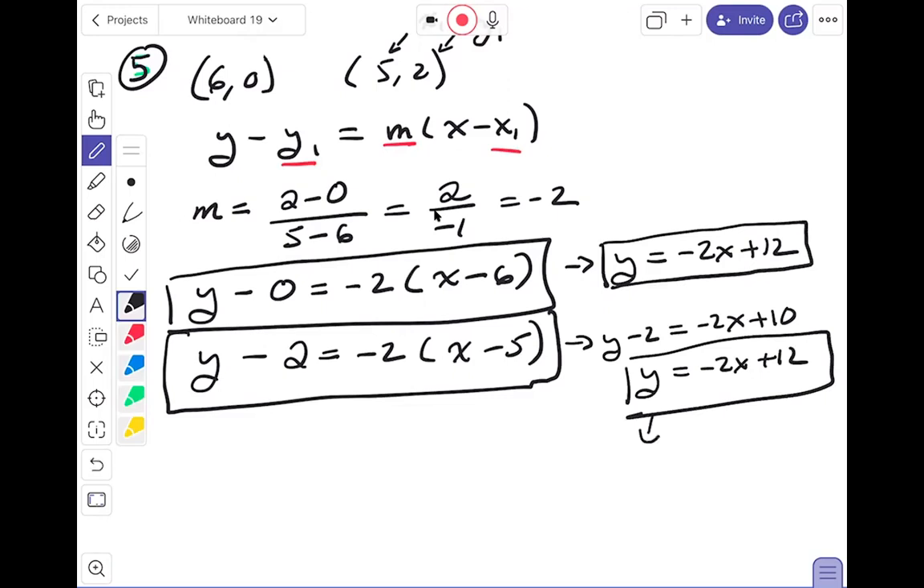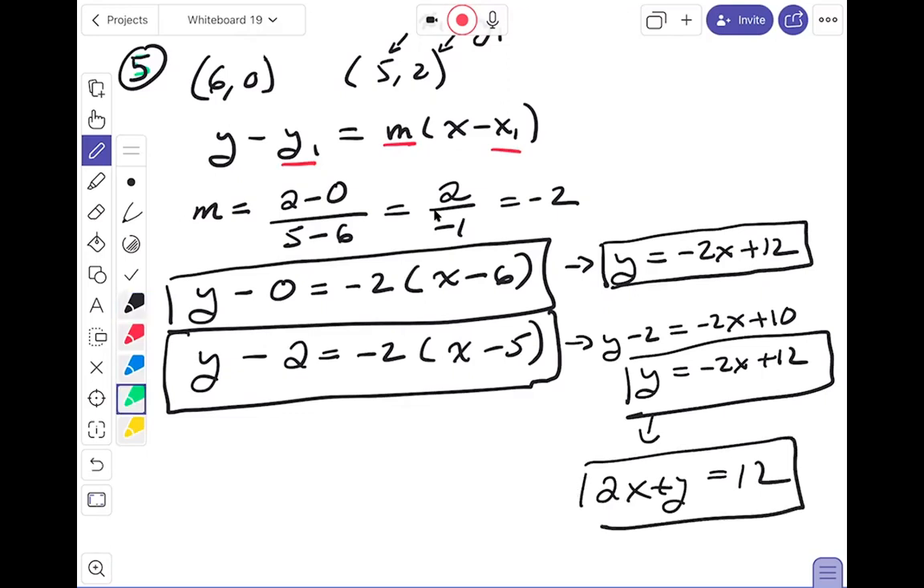Let's put it in standard form. And I'll do that by looking at this one over here. 2x plus y is equal to 12. Get my key out, look at it, see if they have it written down. y minus 0 equals minus 2x minus 6. They also have this one written down. y minus 2 equals minus 2x minus 5. They also have this one written down. y equals minus 2x plus 12. They also have this one written down, which is 2x plus y equals 12.